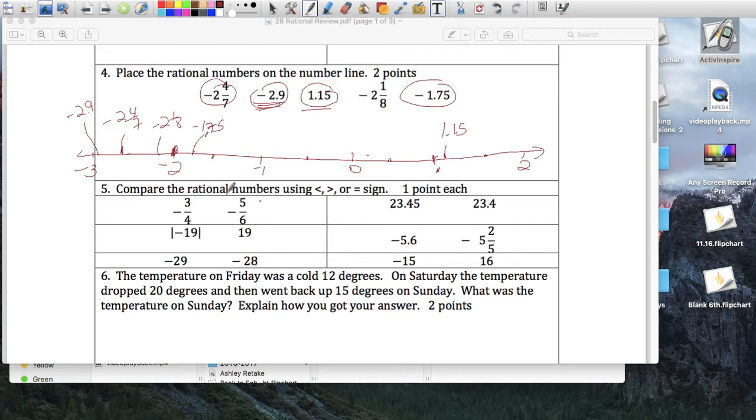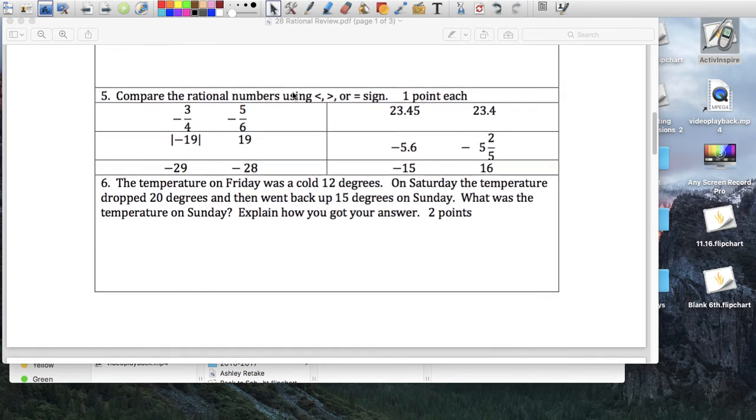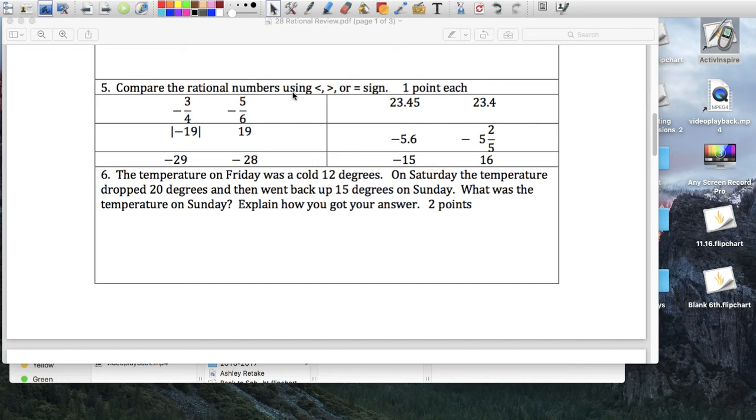-3/4 and -5/6. Greater than, less than. Okay, so you're going to have to figure out how to best approach this question. You can change them to fractions where they both share the same common denominator, or change both of them to decimals. Choice is yours. I'll do it both ways. So let's change them to common denominators. Common denominator between 4 and 6 would be 12. 4 times 3 is 12, so 3 times 3 is 9, so -9/12 and -3/4 are the same.